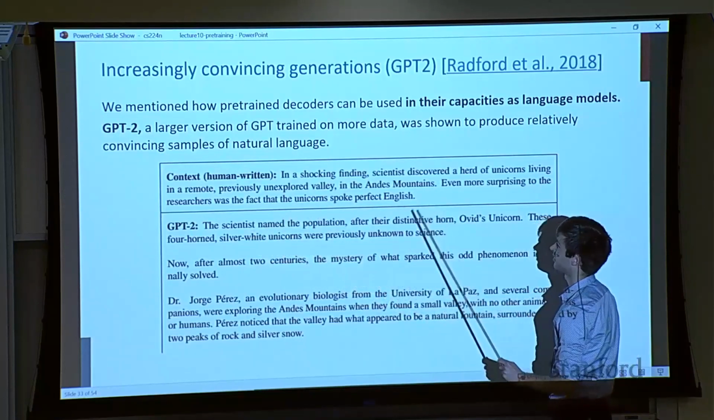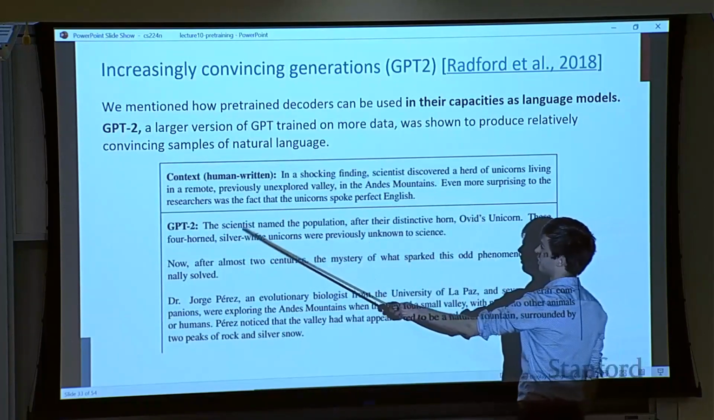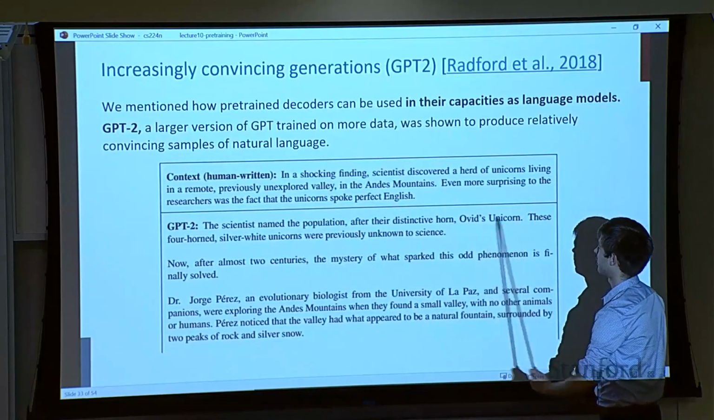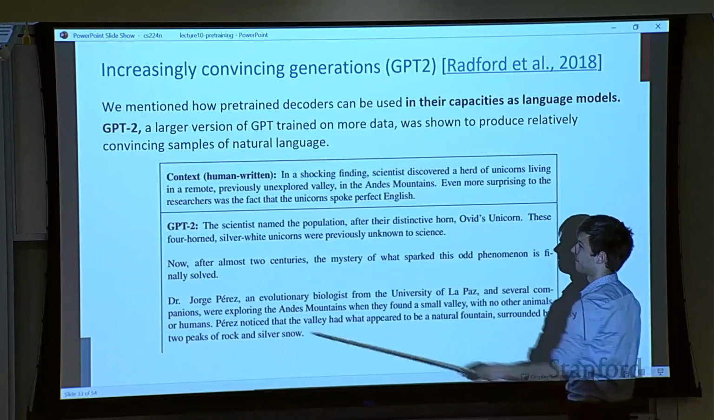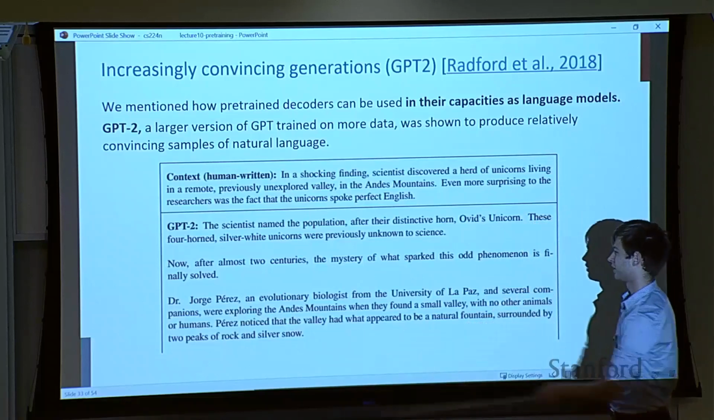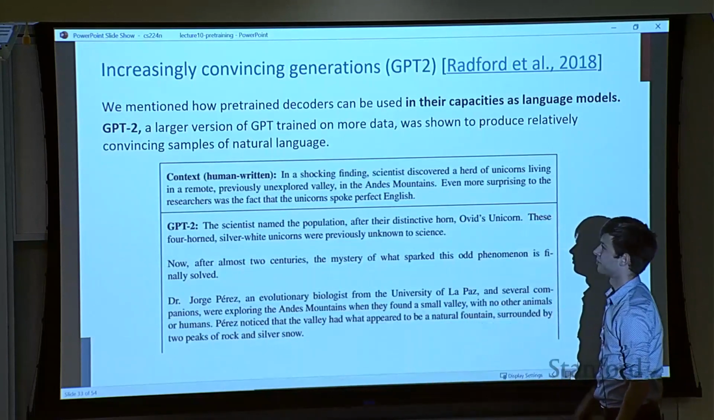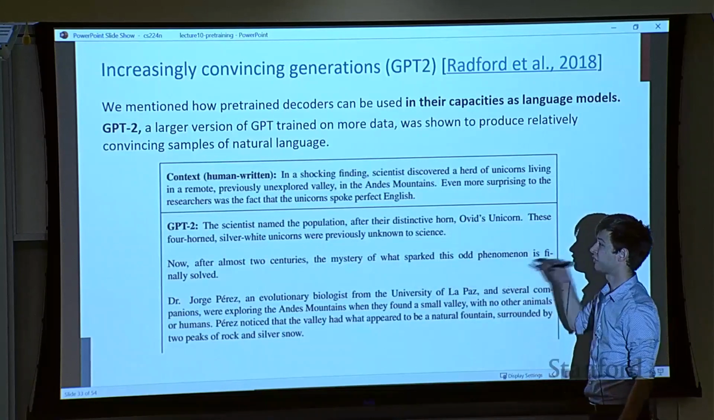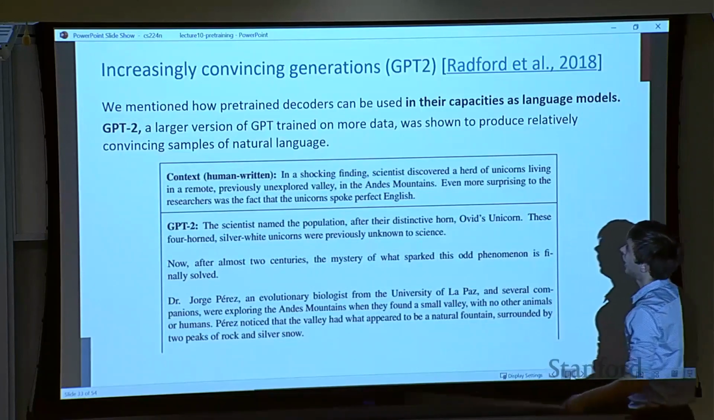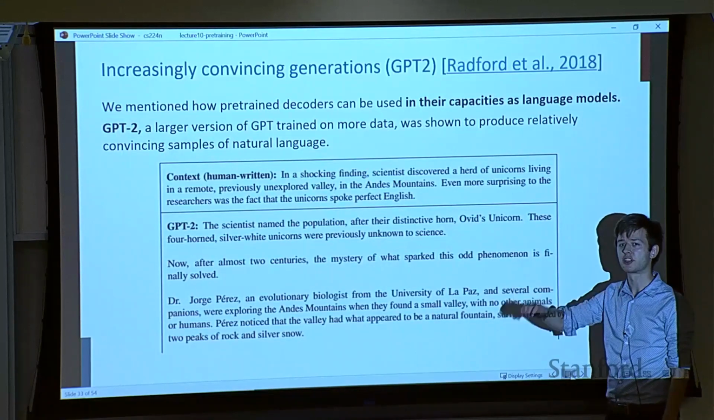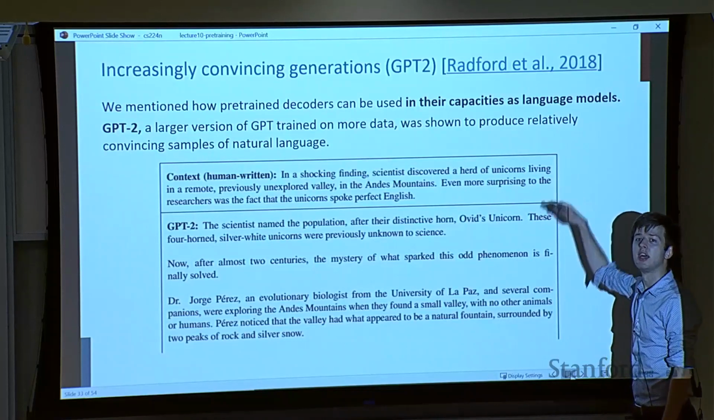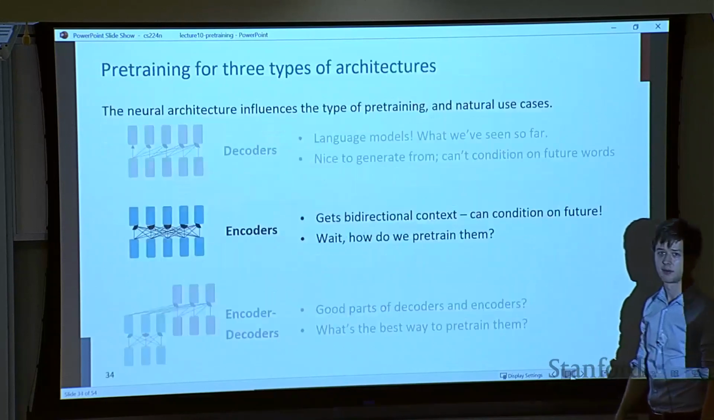And so you have the scientists discovering unicorns, and then you have this consistency. Okay, there's the scientist. You have them giving it a name. You refer back to the scientist's name. You have these topic consistency things. Also, the syntax is really good. It looks vaguely like English. And so this has continued to be a trend. As we get larger and larger language models, we actually sample from them, even when we give them prompts that look sort of odd, and they seem to be increasingly convincing.